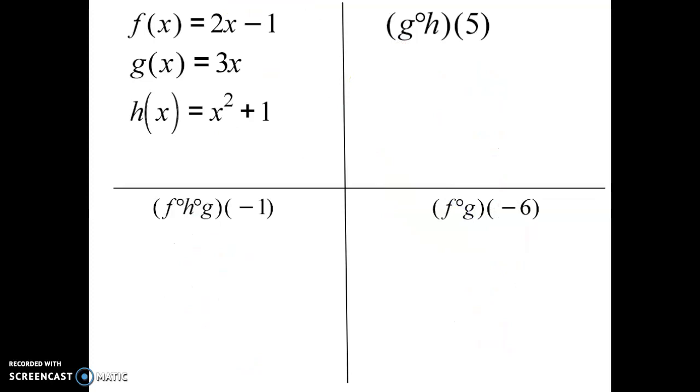Okay, I have 3 examples here for you to try. Just press pause when you're ready to see the answers. Hit play again.